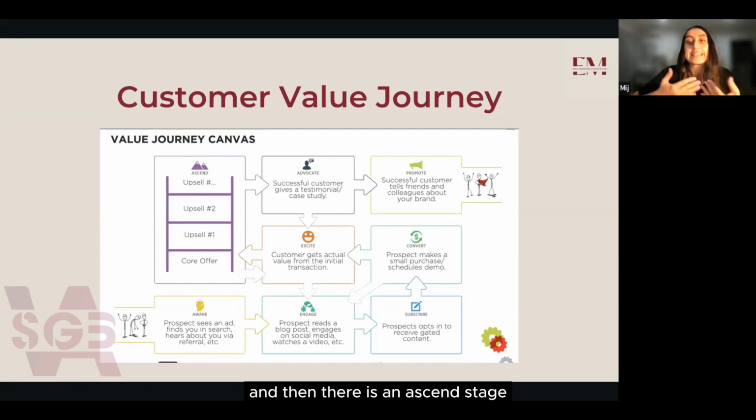And then there is an ascend stage. What does ascend mean? Ascend means when a brand sells, let's say, bracelets, you bought a bracelet, but then the brand also sells you, let's say, necklaces.